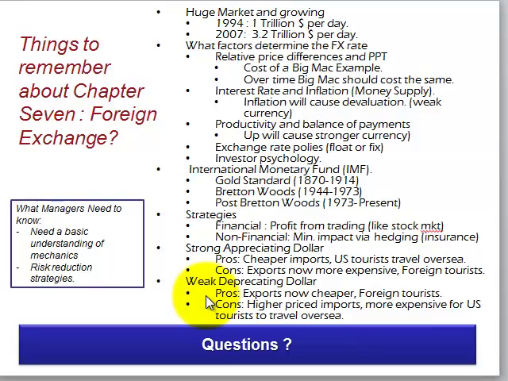If the dollar's weakening, the pros are kind of the flip. The pros are exports are now cheaper. It's now cheaper for foreign tourists to come into your area. The cons are the higher price of imports and more expensive U.S. tourism abroad.